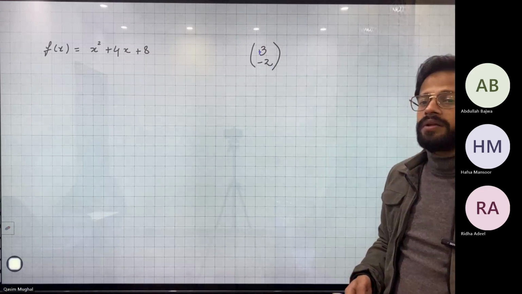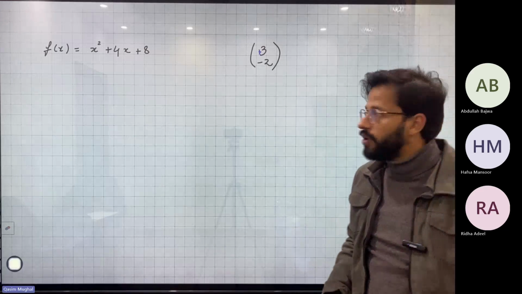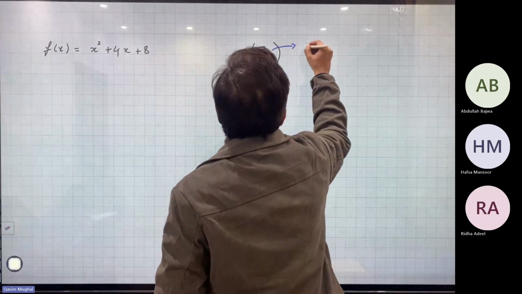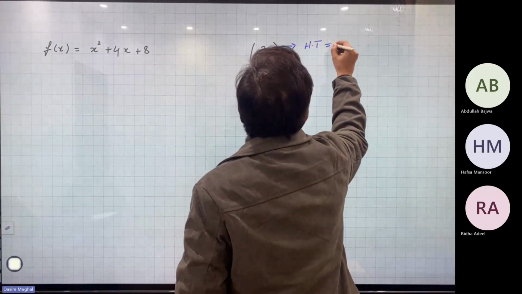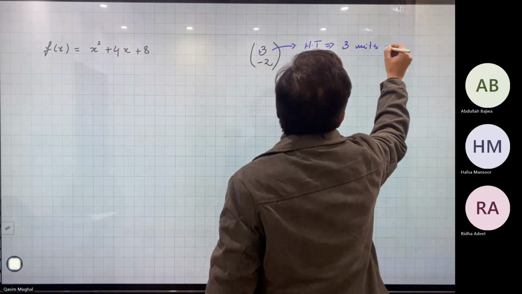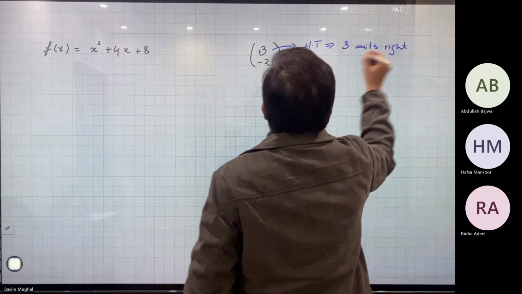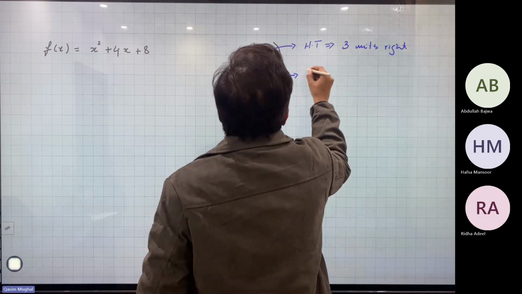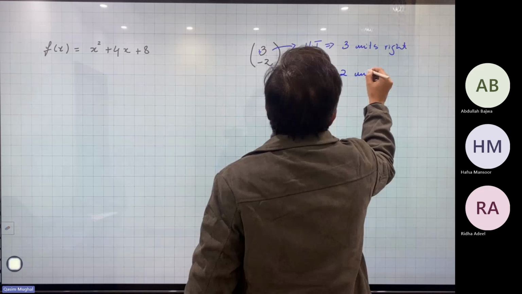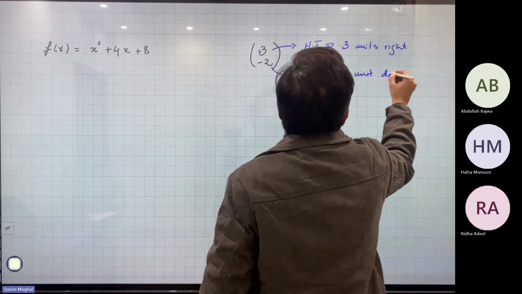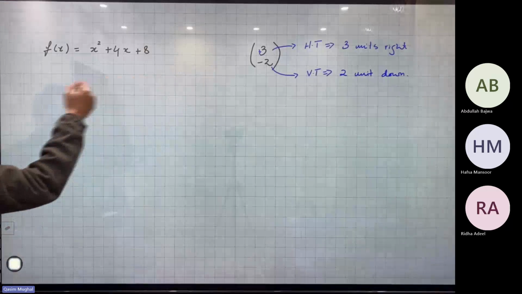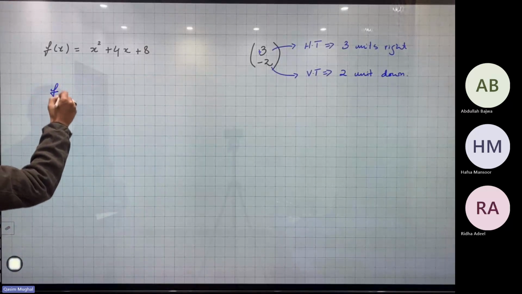-2 means 2 units down. Okay. So we know that the upper part here is the horizontal translation, which is going to take us 3 units to the right. And this part down here is the vertical translation, which is going to shift the graph 2 units down. Now, let's write down the function notation first.